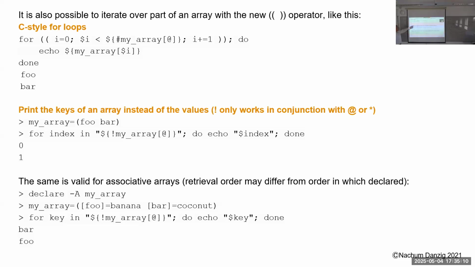Remember? Well, what is this called in English? Number sign. One name for this is number sign. So it's the number of elements, I believe. Do echo index. Sorry, do echo.